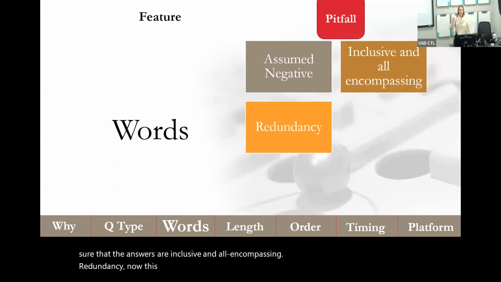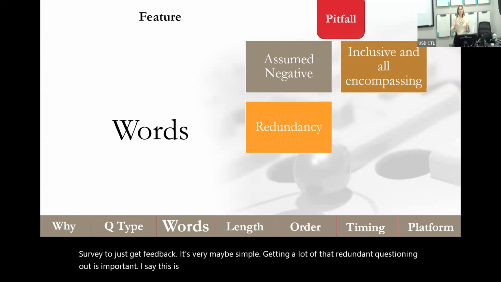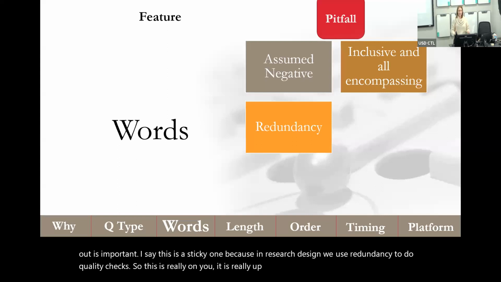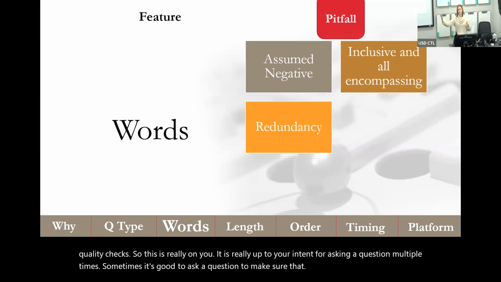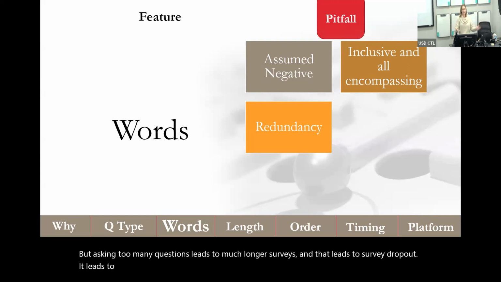Redundancy. Now, this is a sticky one. If you're sending out a survey to just get feedback, it's very maybe simple. Getting a lot of that redundant questioning out is important. I say this is a sticky one because in research design, we use redundancy to do quality checks. So this is really on you. It is really up to your intent for asking a question multiple times. Sometimes it's good to ask a question to make sure that if I say I don't agree with it here, I also don't agree with it here. But asking too many questions leads to much longer surveys, and that leads to survey dropout. It leads to bad data. Again, we don't want to deal with that.